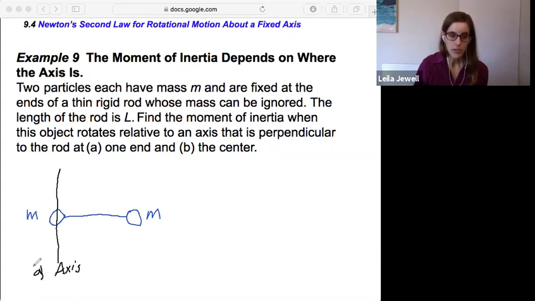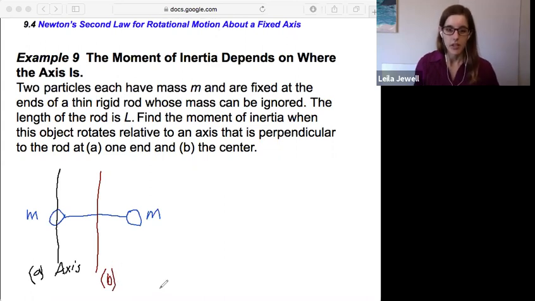For part B, notice it says relative to an axis that's perpendicular to the rod at the center. At the center, that's now going to be between the two masses. So this is in case B, the axis of rotation. Notice we aren't changing the masses themselves or the rod that's connecting them. We're just changing the rotation point, the fixed point that everything else is rotating around. So how does this influence things?